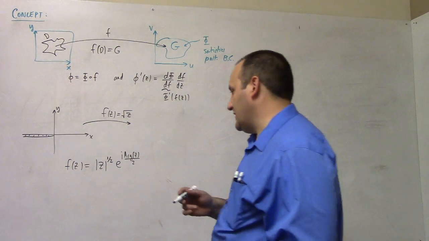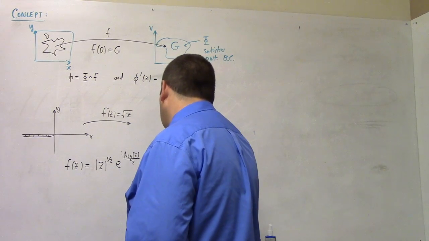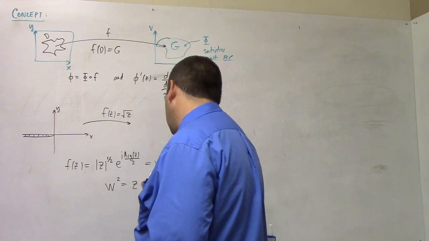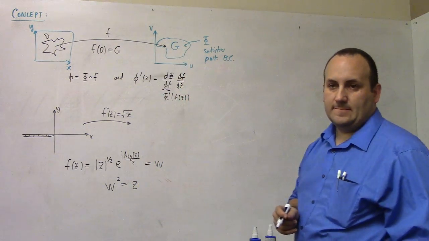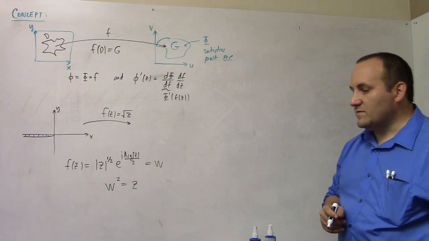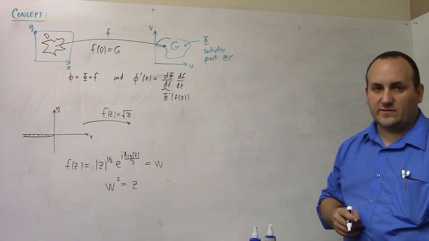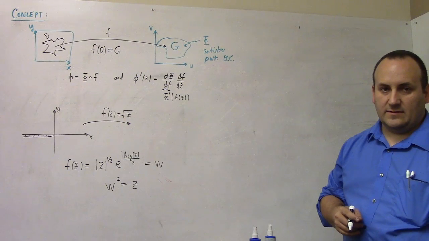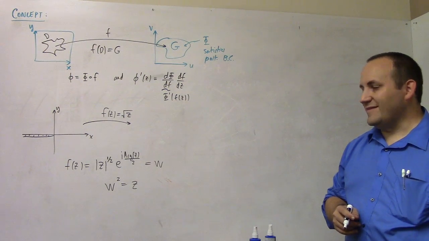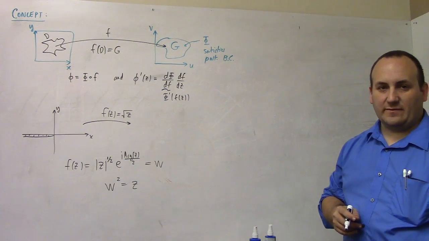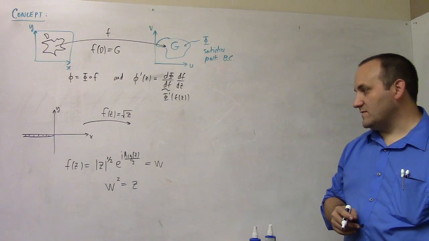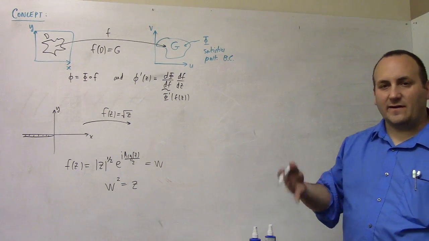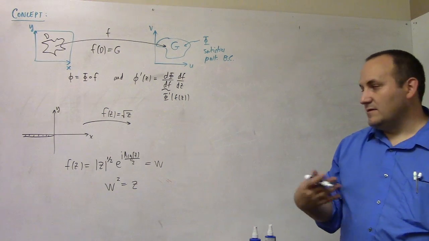If you call this thing w, you can easily prove that w squared is equal to z. It's one of two solutions to that equation. If you try to solve w squared equals z, there are two solutions. Here's one way to write it; the other way is minus this. You can play games with the argument and choose other arguments.